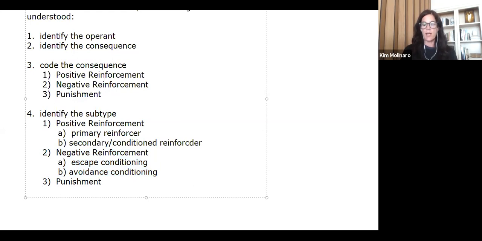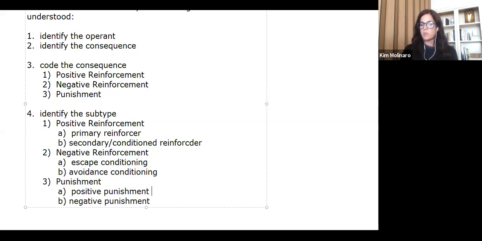Punishment has two types, positive punishment and negative punishment. Positive punishment is also called punishment by application. Negative punishment is also called punishment by removal.